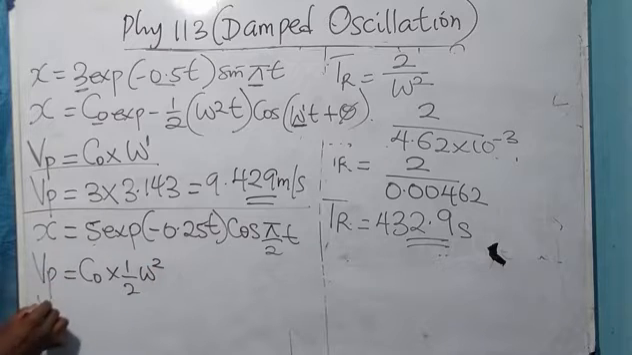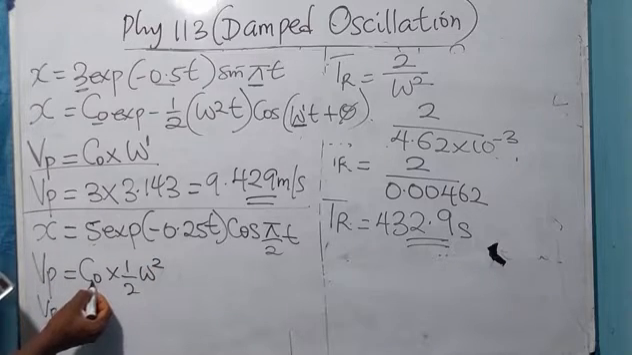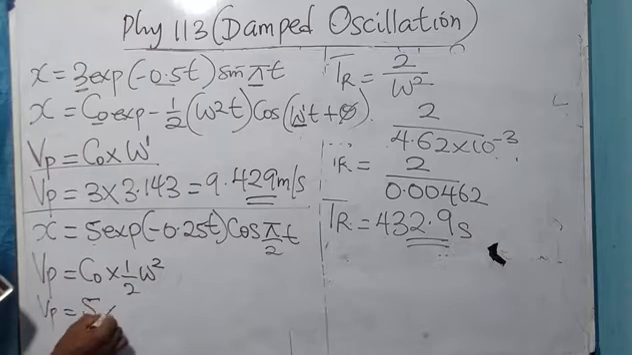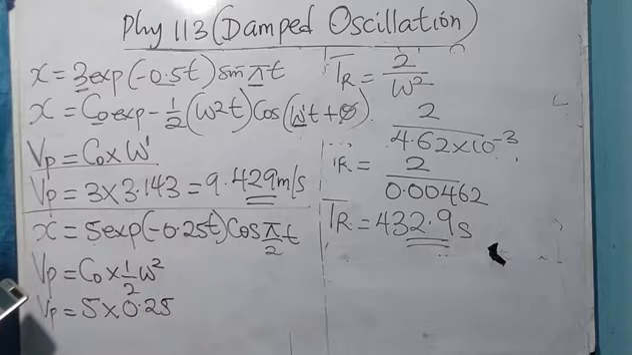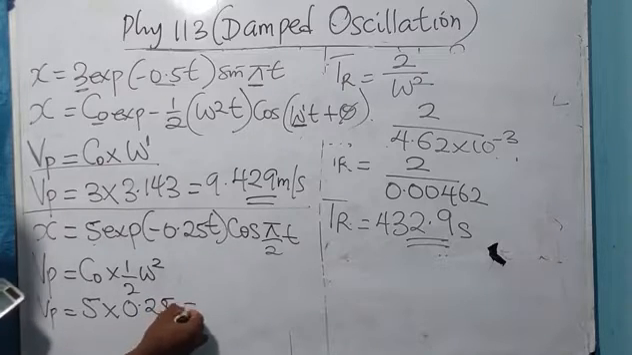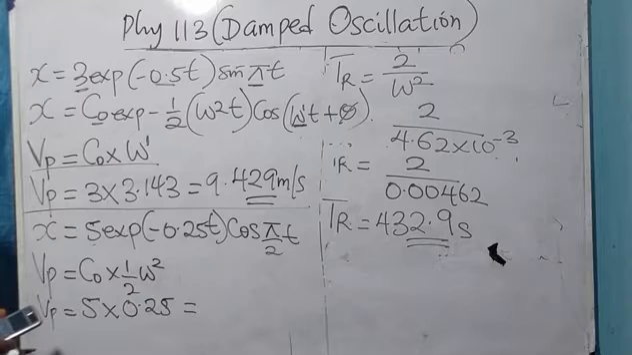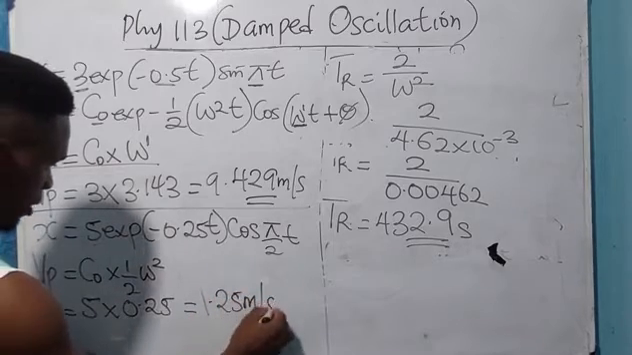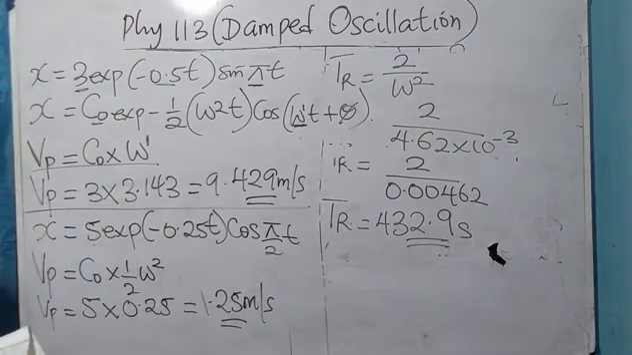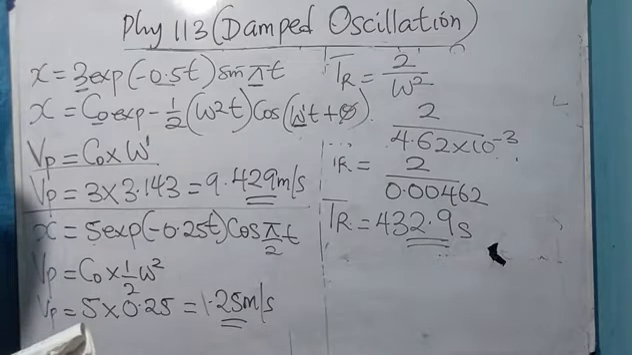And you now have 5. So Vp is equals the amplitude, 5, times 0.25. What do you now have? 5 times 0.25 equals 1.25. The answer is 1.25 meter per second. So that is what they got here, 1.25 meter per second.